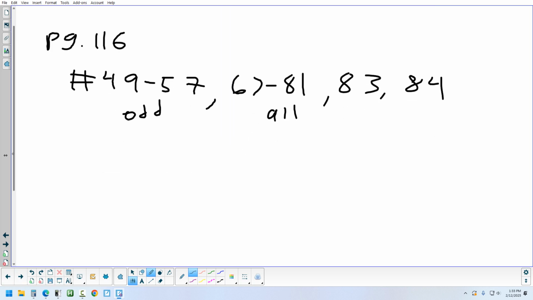So that is the homework for tonight. 49 to 57 odd, 67 to 81. You need a calculator for all of those. You have just about 20 minutes, so you can use the time to try to get some of that done.